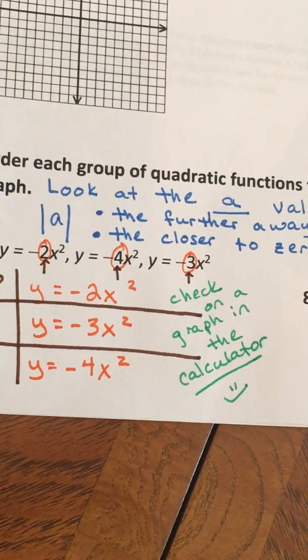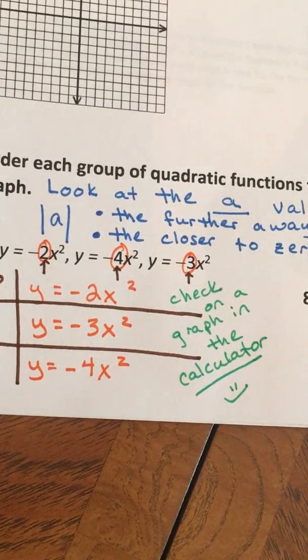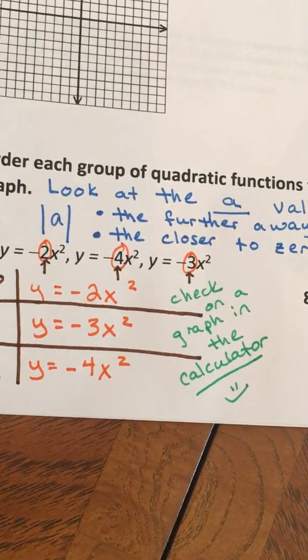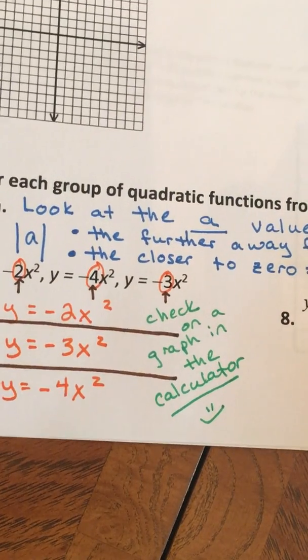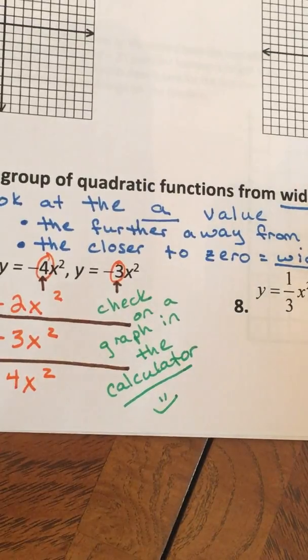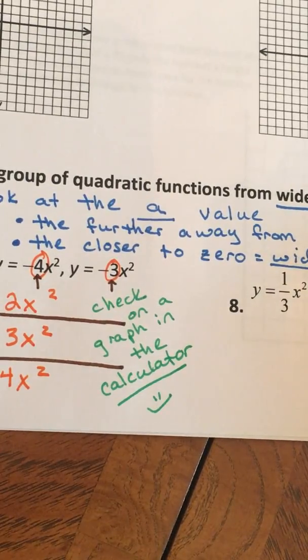Okay, so right now I want you to pause the video and go to number 8 on your own. You can do number 8 using the rule applied here and then check it in the graphing calculator. Come and talk to me and make sure that you did it correctly. And if you're stuck, I'll help you out.